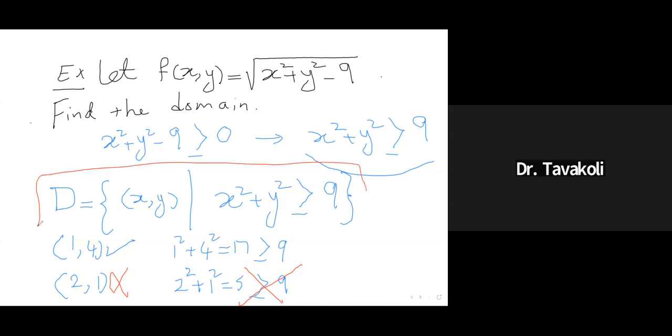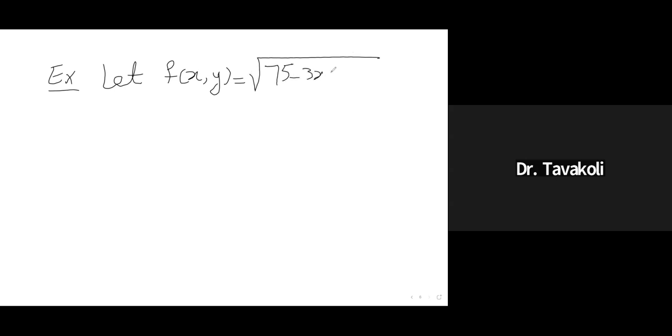So this is the domain of this function. Try the next example on your own. Let f of x and y be the radical of 75 minus 3x squared minus 3y squared. So I want to find the domain.